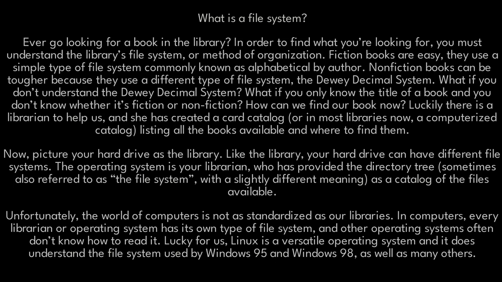What is a file system? Ever go looking for a book in the library? In order to find what you're looking for, you must understand the library's file system, or method of organization. Fiction books are easy, they use a simple type of file system commonly known as alphabetical by author. Non-fiction books can be tougher because they use a different type of file system, the Dewey Decimal System.